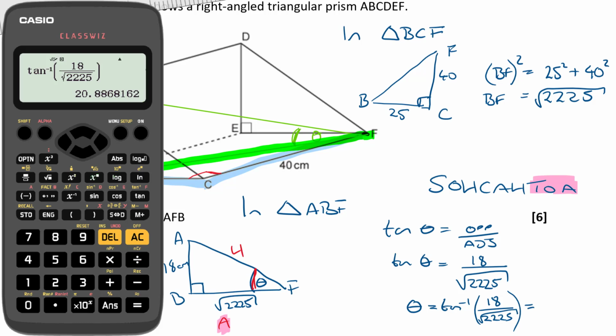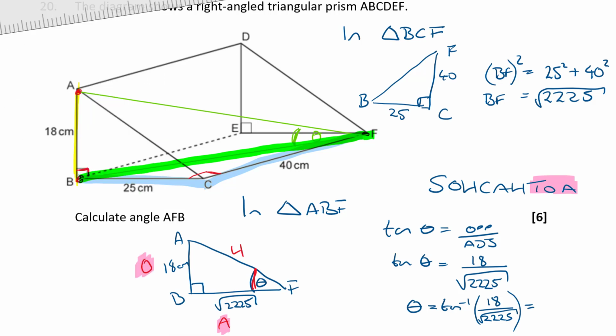That comes to 20.886162. I'm going to round that off. Just going to write down the first three significant figures, which is 20.9. And it's degrees, isn't it? Because it's an angle. Okay, 20.9.